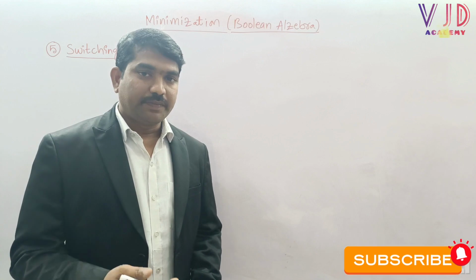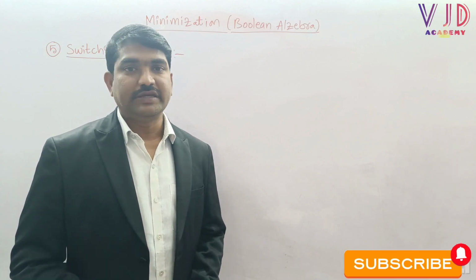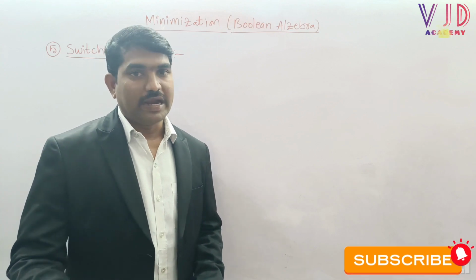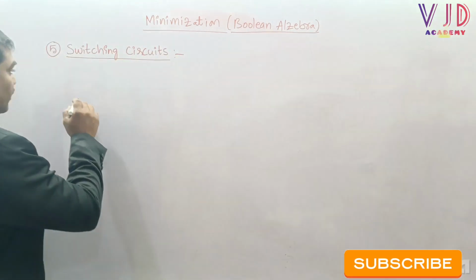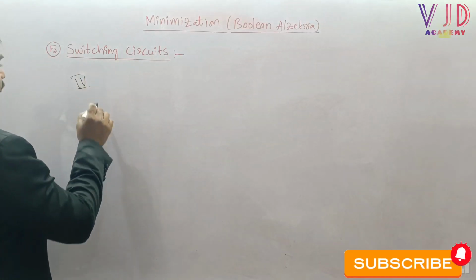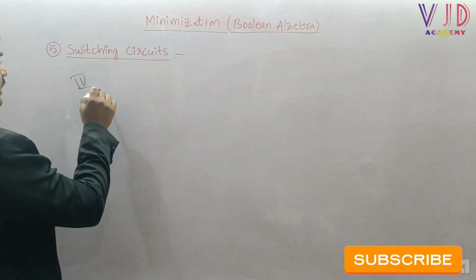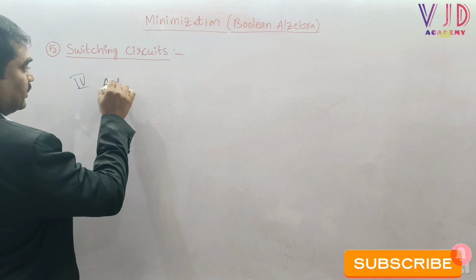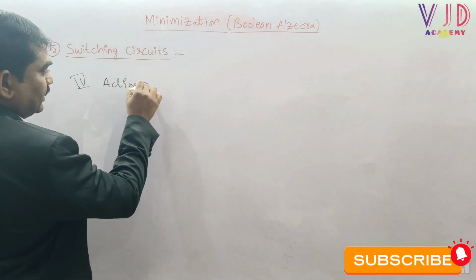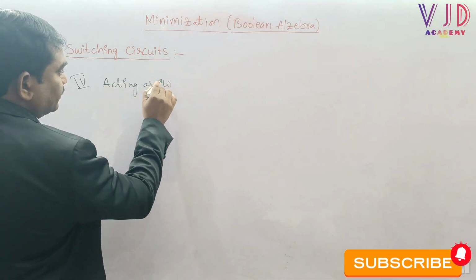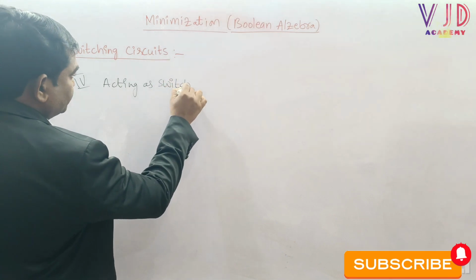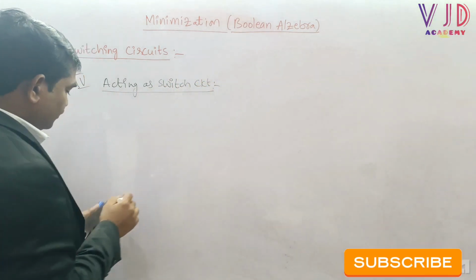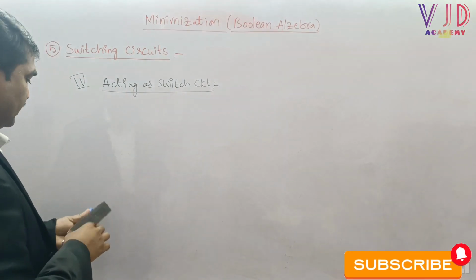Sir, now based upon the knowledge we have seen up to now, let us try to understand what the switching circuit for the NAND gate is. Sir, this is the fourth case: the switching circuit, or we can say the NAND gate acting as a switch circuit. Let us try to analyze this case also.